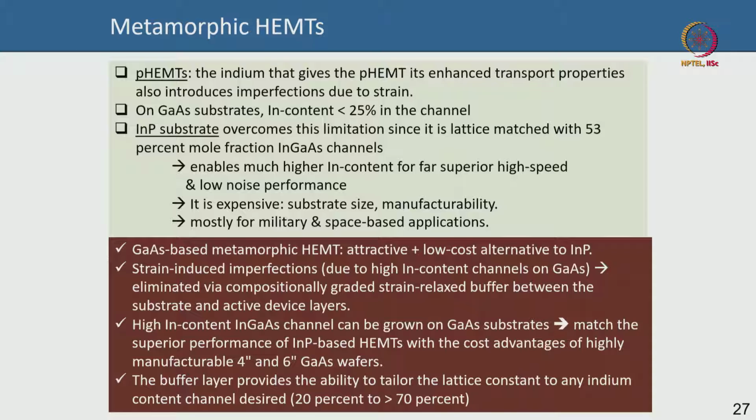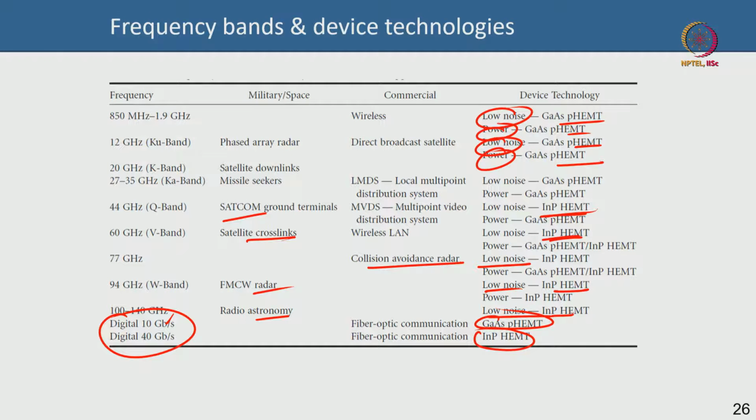In the final section of this lecture we come to metamorphic HEMT. What is metamorphic HEMT? I already told you that although the indium phosphide substrate enables devices with impressive performance, the substrate itself is a problem because scalability is an issue: substrate size, process maturity, substrate handling, these are issues. So, gallium arsenide substrate is preferred.